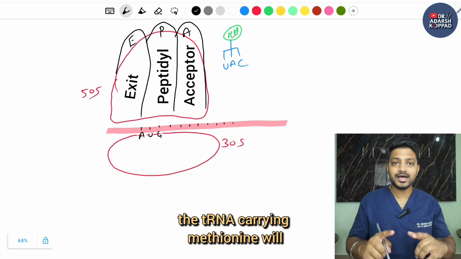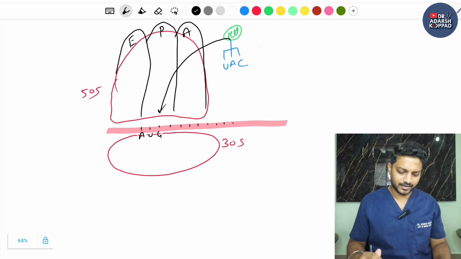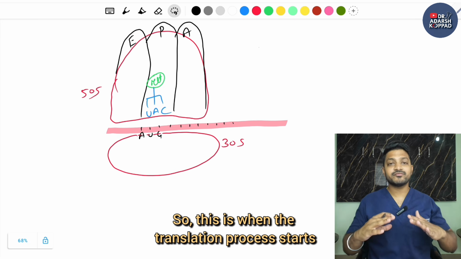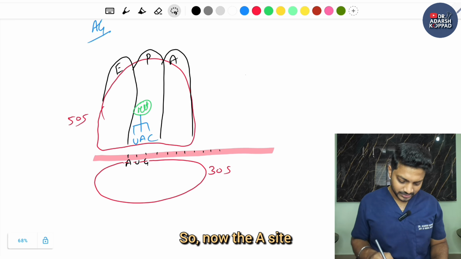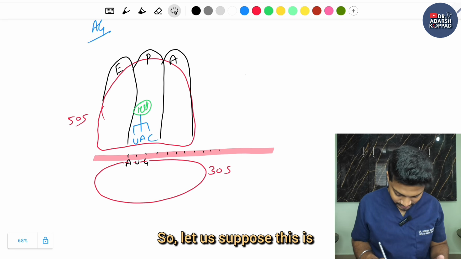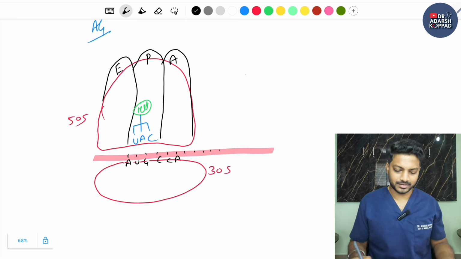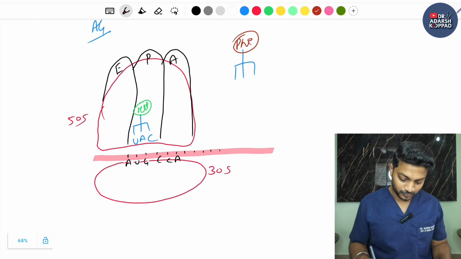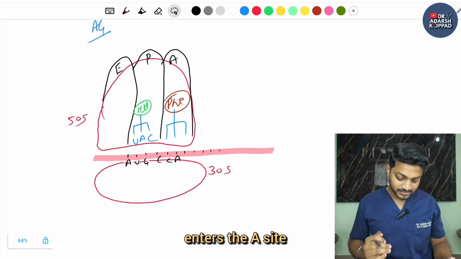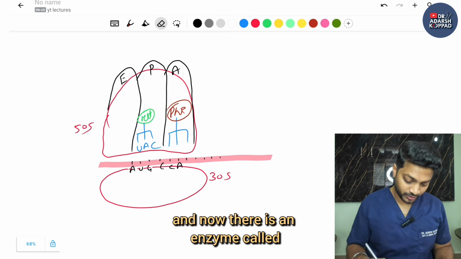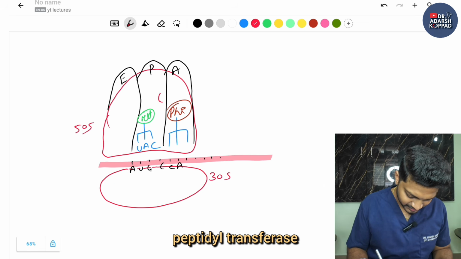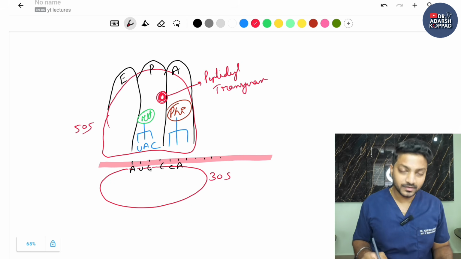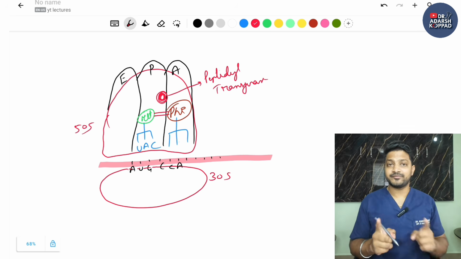So what happens? The tRNA carrying methionine will enter the P site and attach where the start codon is. This is when the translation process starts. So now the A site is empty, right? Let's suppose this is a codon containing CCA, and there's another tRNA which is carrying phenylalanine, for example. Now this tRNA containing phenylalanine enters the A site, and now there's an enzyme called peptidyl transferase which catalyzes the bond formation between these two amino acids.